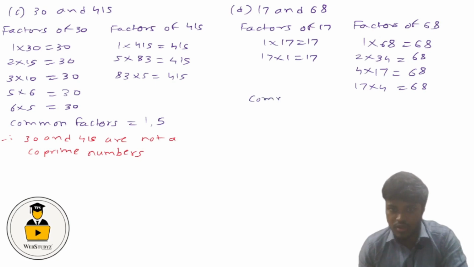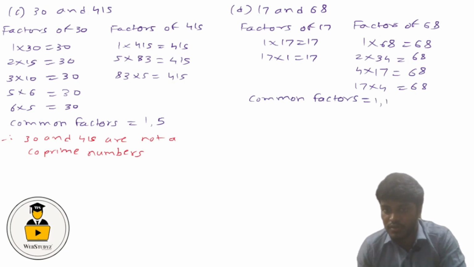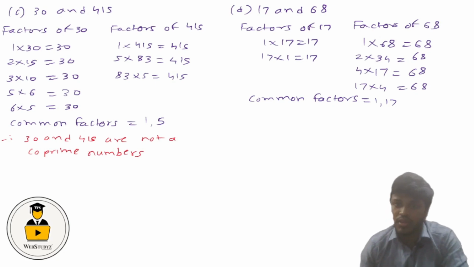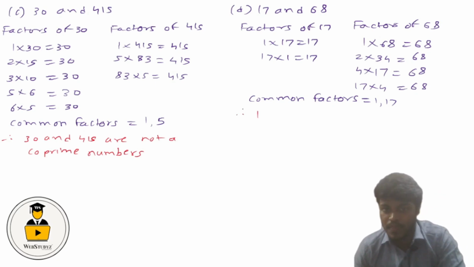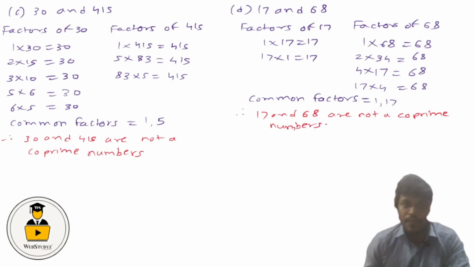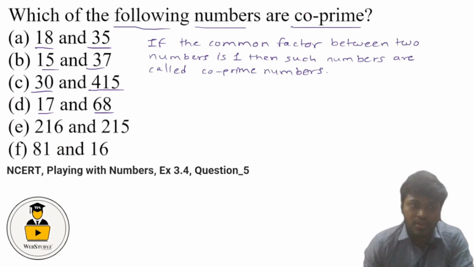Now here the common factors are 1 and 17. Since it has more than one common factor, we can say that these numbers are not co-prime. So therefore 17 and 68 are not co-prime numbers. Now let us consider the next example.